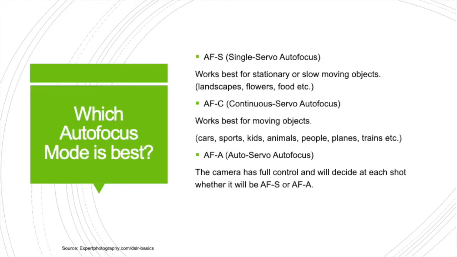Which autofocus mode is best? Well, AFS, single servo autofocus, works best for stationary or slow moving objects. Let's say landscapes, flowers, food, and so on. AFC, continuous servo autofocus, works best for moving objects like cars, sports, kids, animals, people, planes, trains, among others. And then we have AFA, auto servo autofocus. The camera has full control and will decide at each shot whether it will be AFS or AFC.